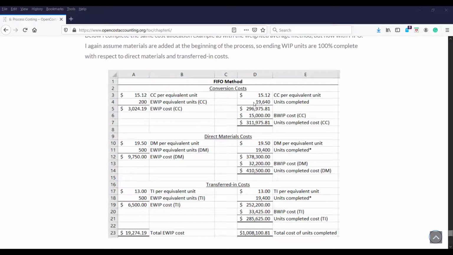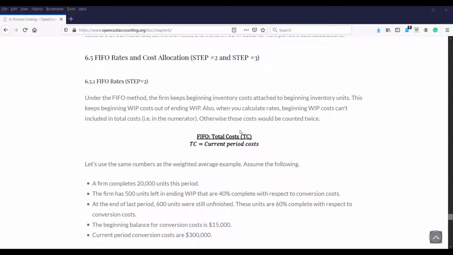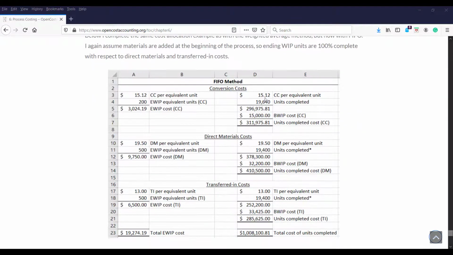What work did we do this period? Well, we did our units started and completed, and then we also did work to top off the beginning WIP units. So we only care about the work this period because we're using this period's rate. FIFO's very picky about this. This is this period's rate. It only had this period's costs in the numerator. So it's this period's rate. We only need to multiply it and apply it to units completed, the work done this period. So we did 200 equivalent units worth of work for ending WIP. We did 19,640 units worth of work this period.